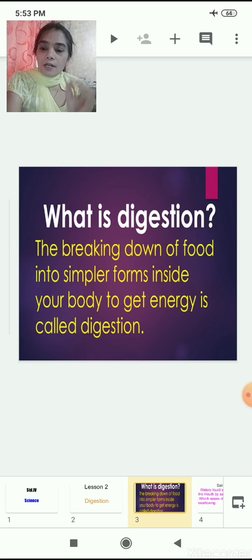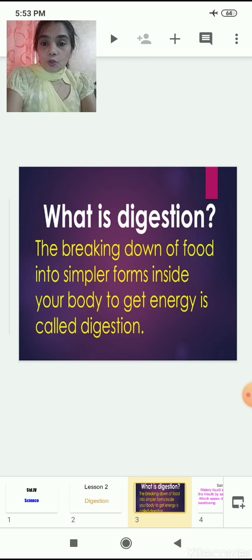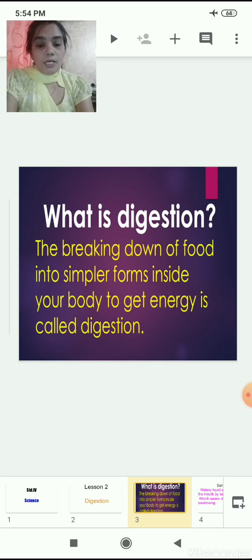There are several organs in the body that help in digestion. It is not only our mouth that we break the food and just swallow it. That is not digestion. There are a number of organs in the body that help in digestion, and together these organs make up our digestive system. So digestive system means from the mouth to the anus. In between there are a number of organs, and all these organs together are called the digestive system.